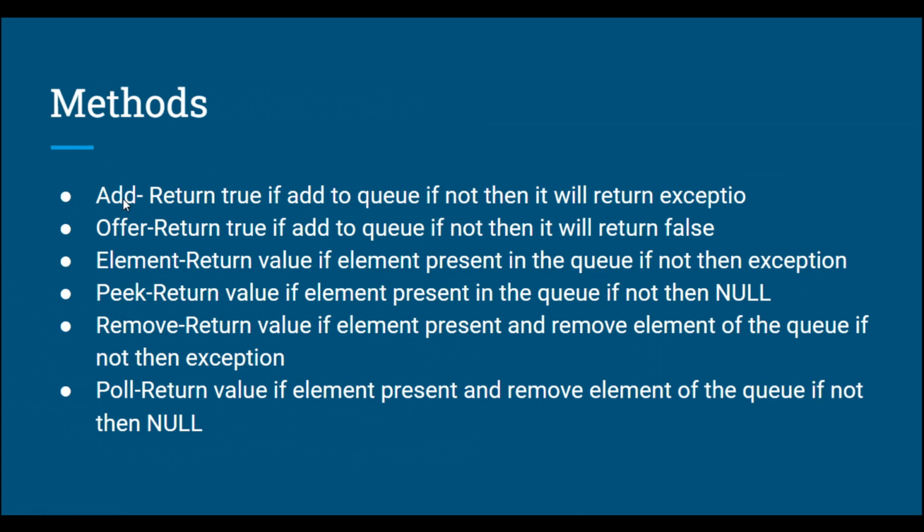If you see the add method, it will return true only if the element is added to the queue. If not, then it will throw an exception. Sorry, I have given a wrong spelling. After that, the next method is offer. These two add the element in the queue. We have seen the add method in every class, but this is a new method that is present in the queue, that is offer.